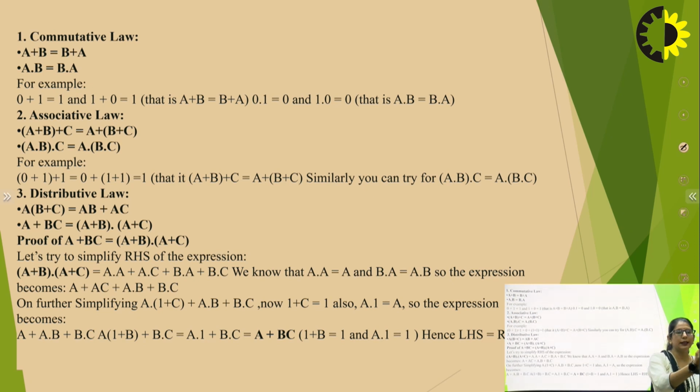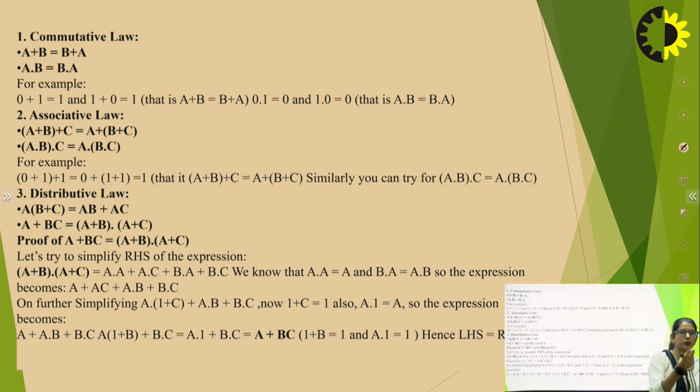Now if we take A common, we get in the inner bracket 1 plus C, and this is an axiom: if any variable is added to 1, the value will always be 1. So if we substitute it, we get A plus AB plus BC. Now if we again take A common, what we get in the inner bracket is 1 plus B, which again becomes 1, and then our final outcome will be A plus BC.